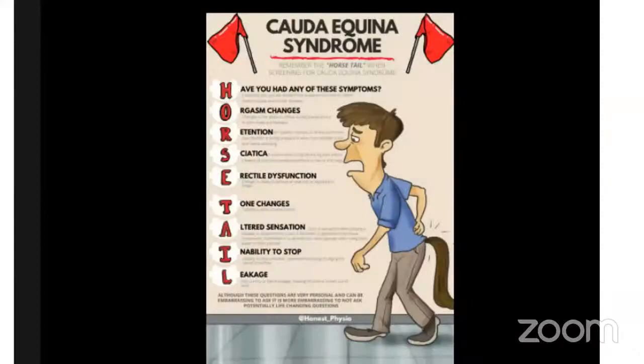So we'll finish the signs and symptoms with this nice mnemonic, horse tail. So easy to mention the symptoms in an exam. Horses, have you had any of these symptoms? A would be the sexual changes, R is the urinary, S is the sciatic, that is the back pains radiating down the spine, E again erectile dysfunction, T is tone, altered sensation, inability to stop, that is stop the bladder, and leakage. So a few of the things have been covered in this.